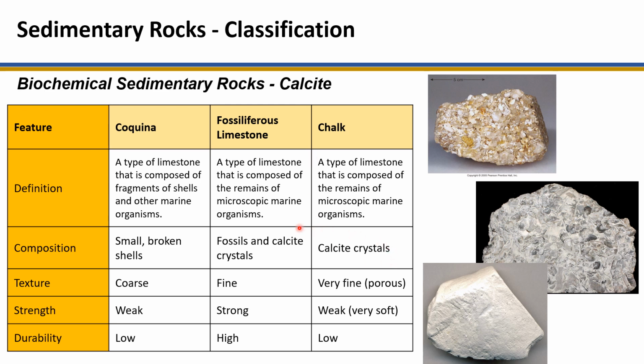What makes them different is their compositions, texture, and also strength. Fossiliferous limestone is much stronger in terms of its strength compared to the chalk. So that's why we can use chalk for the chalk itself. Okay.